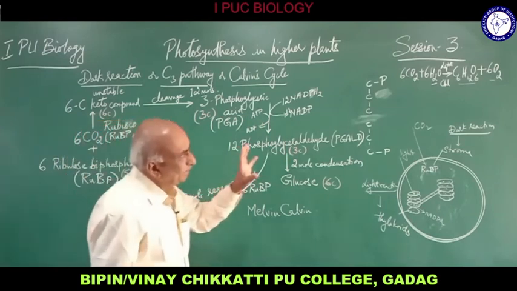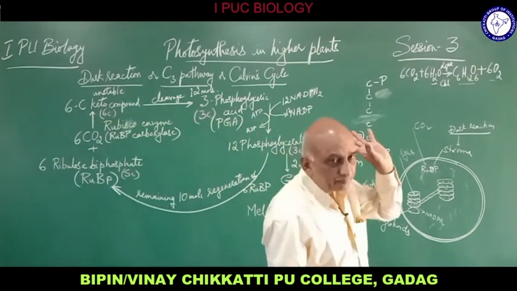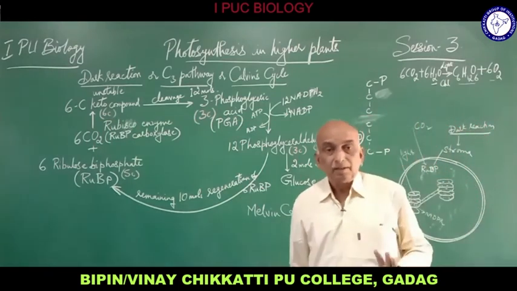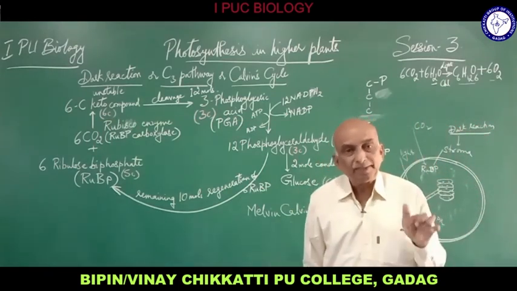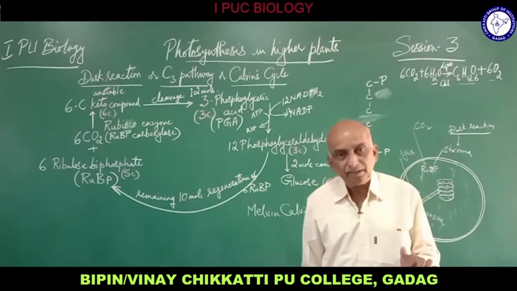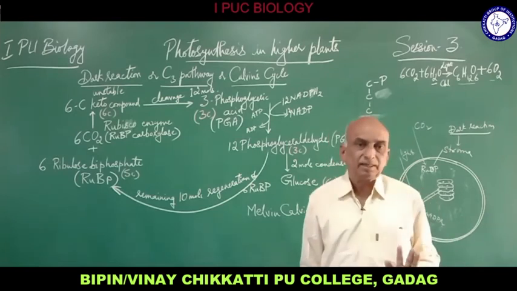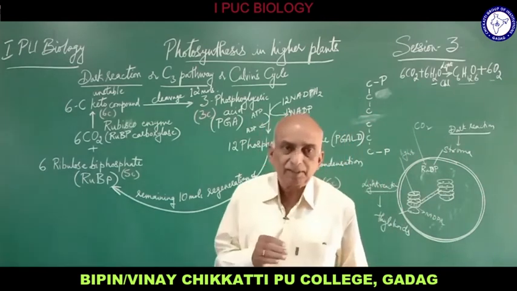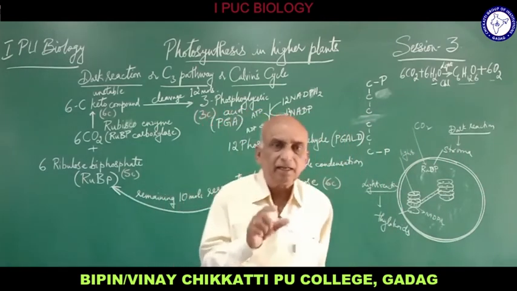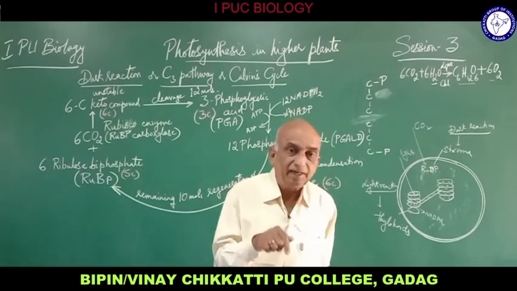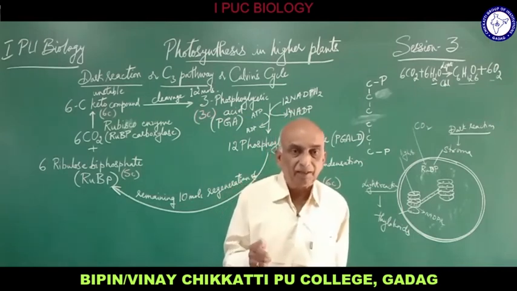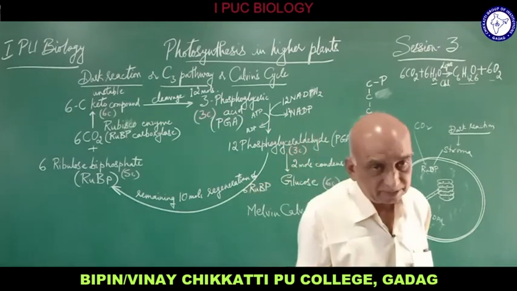See, Blackman said that there are two steps in photosynthesis, light reaction and dark reaction. But he did not explain what actually takes place during light reaction, what actually takes place during dark reaction. He simply said that photosynthesis occurs in two phases, light reaction and dark reaction. But what occurs in the light reaction was discovered by Robin Hill, hence it is called Hill's reaction.